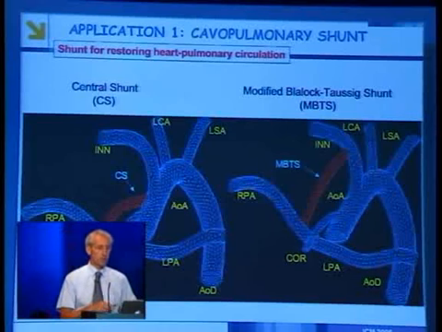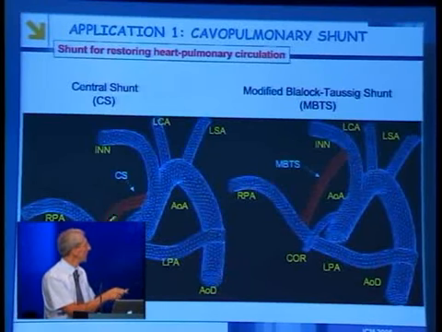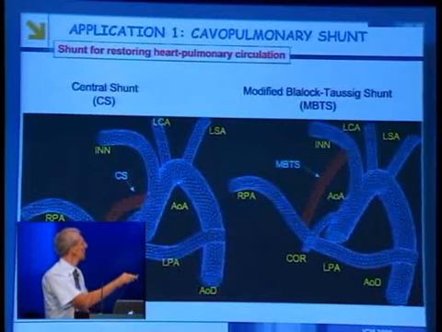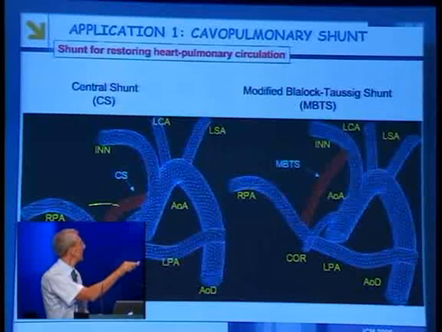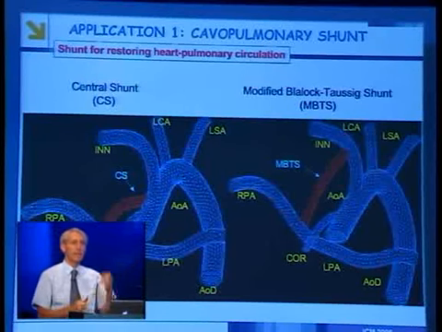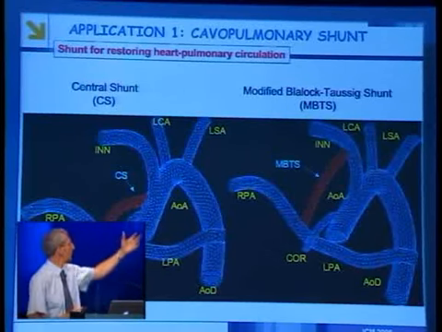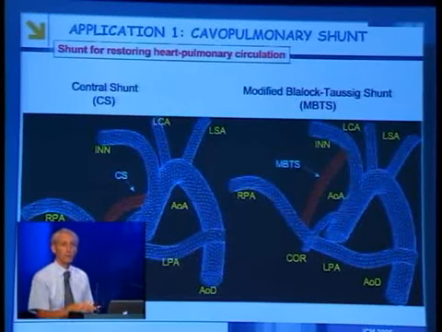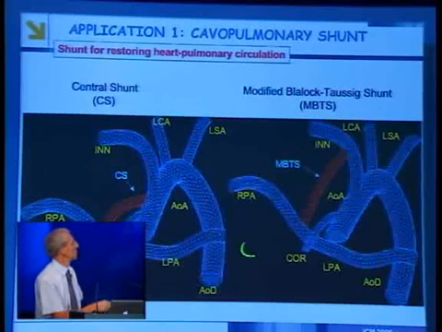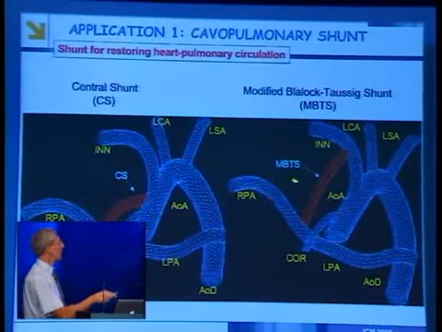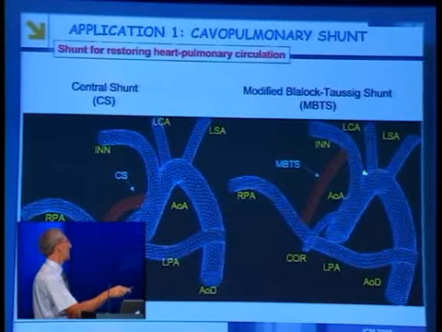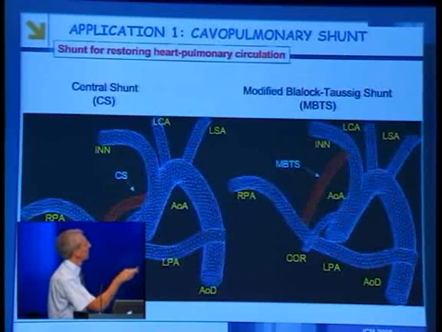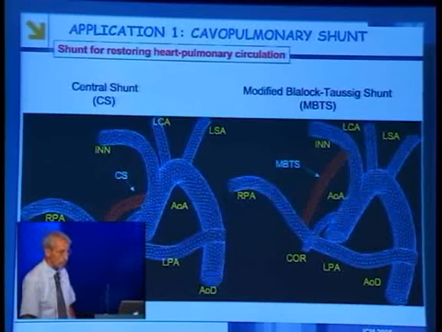approaches. The first one is the so-called central shunt. One has to create a bridge between the ascending aorta, the heart is somewhere here, okay? So this is the ascending aorta and the right pulmonary artery. So we're just sucking blood from the aorta to bring it to the lungs. And here is another operation. They are both used every day in very specialized places. That's the second operation. You take now the blood from the innominate artery and not from the ascending aorta. So this is the modified Blalock-Taussig shunt, and this is the central shunt.